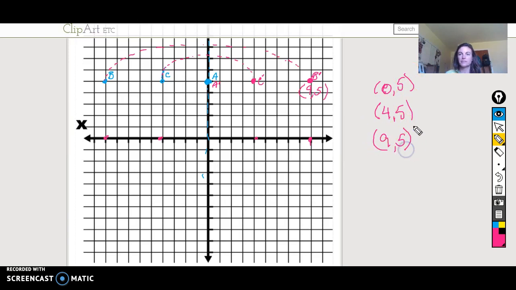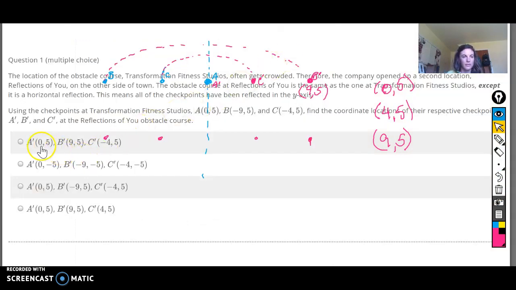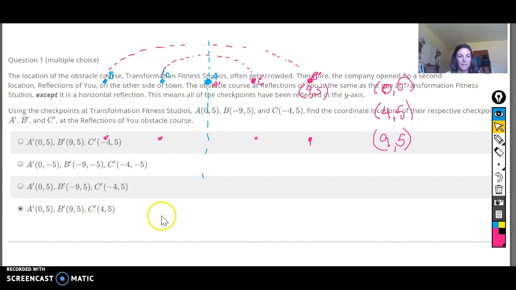All right, let's see if we can find those on the other sheet. So A prime would be 0 and 5. These are all 0 and 5. Okay, B prime would be 9 and 5. That looks good, and that looks good. And C prime would be 4 and 5. So this is a -4. We can't use that, so the +4. So this is 0, 9, and 4. All the 5s stayed the same. Okay.